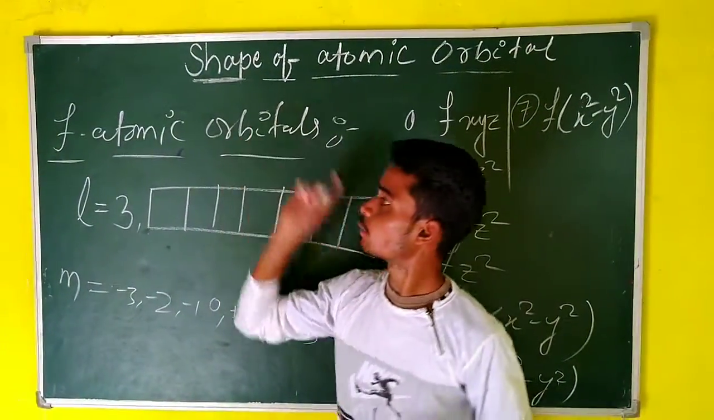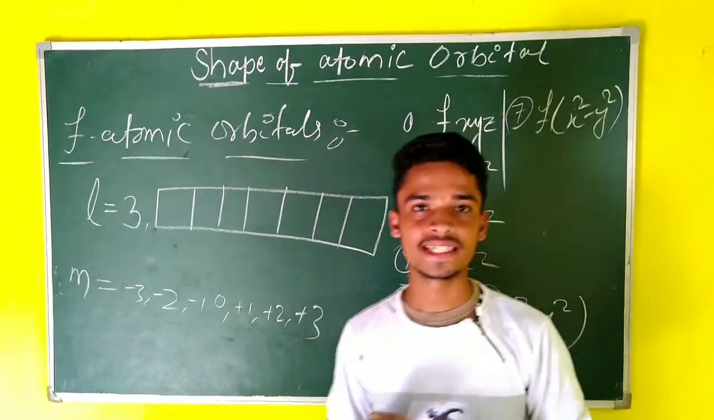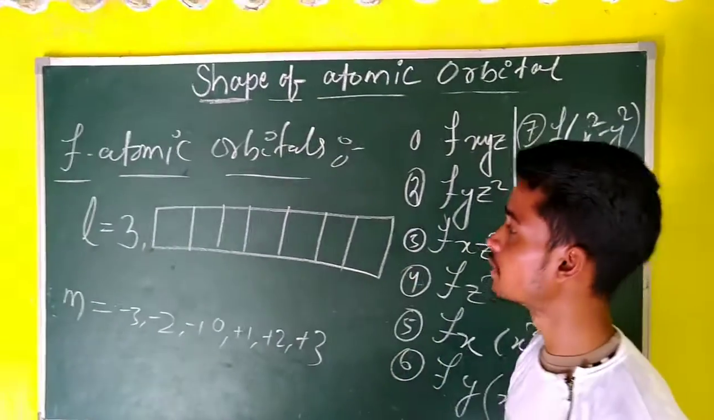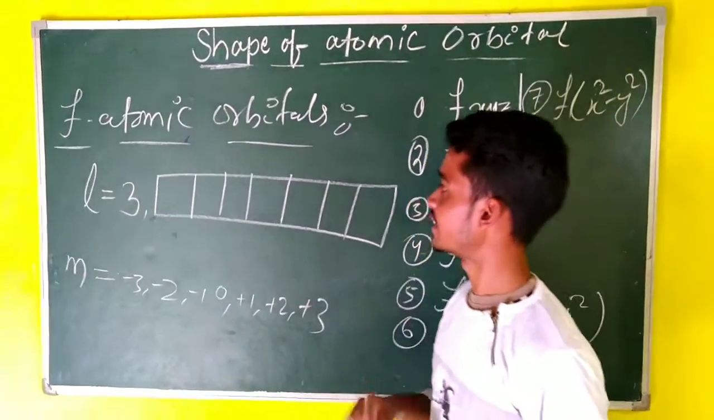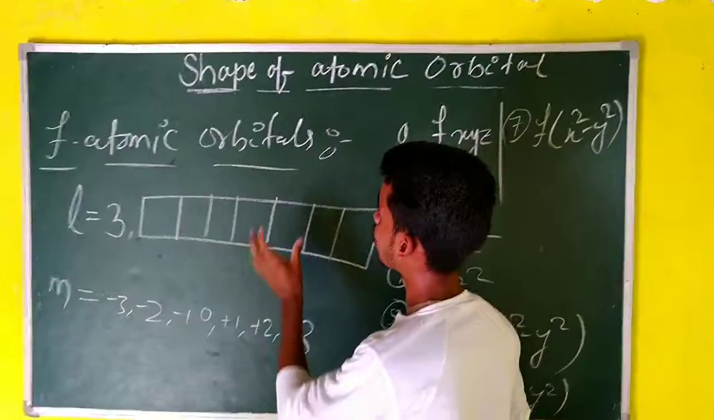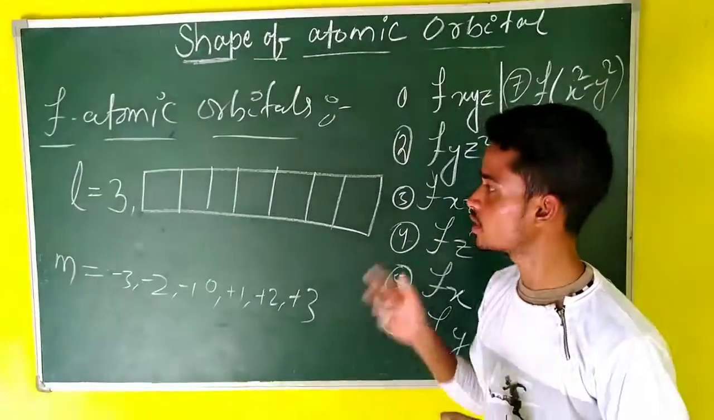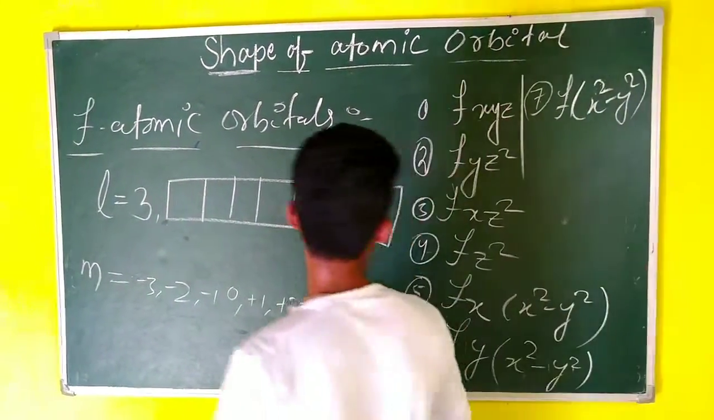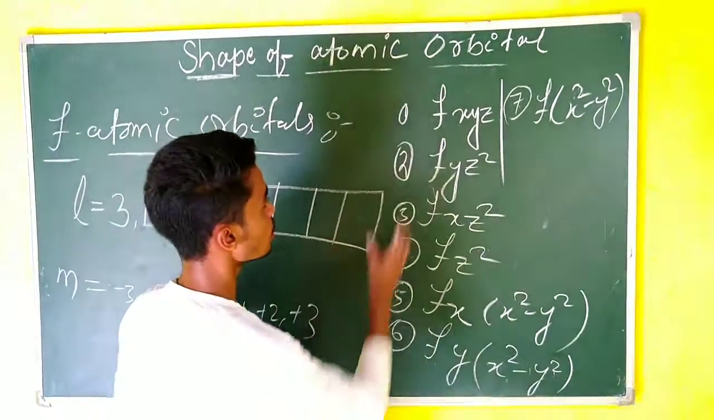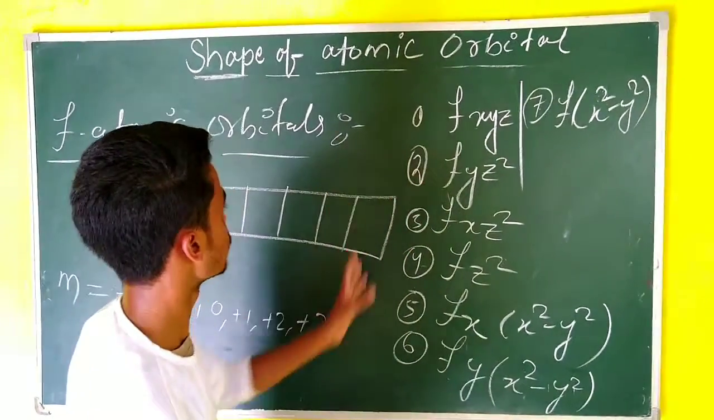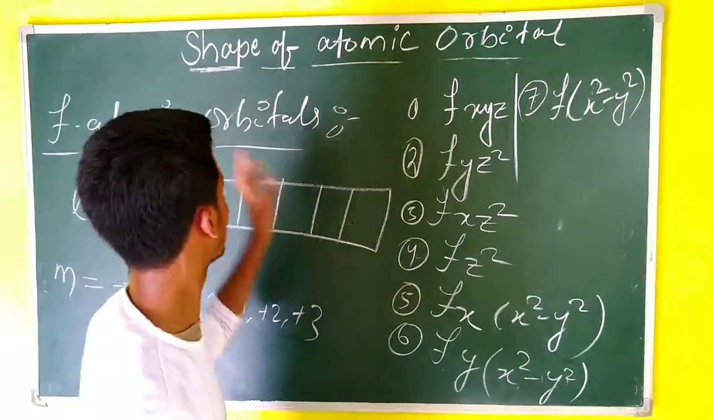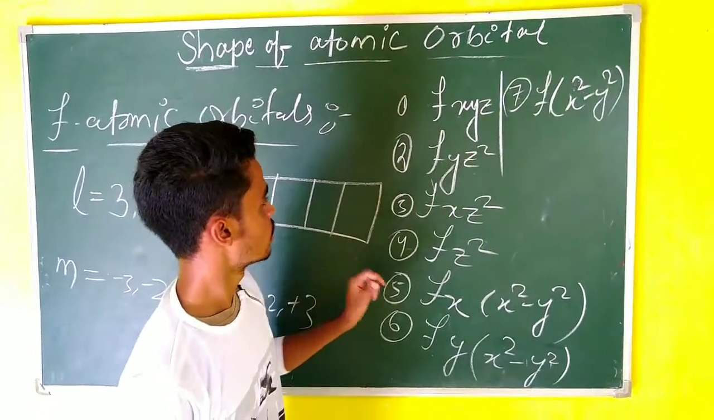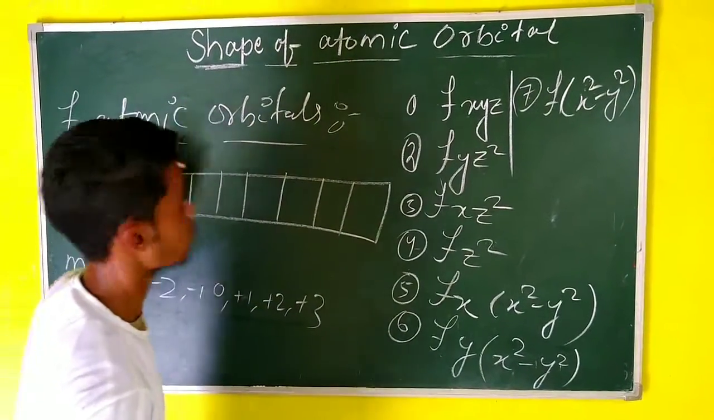Students, the shape of f atomic orbitals is complicated. These are 3D diagrams, and this is a 2D board. Because of the 2D board, I cannot describe and draw the diagrams of the f atomic orbitals in the absence of 3D space. So in the exam, questions come through these orbital names, not through the shape of f atomic orbitals. So don't worry. Remember these orbital names of the f atomic orbitals.